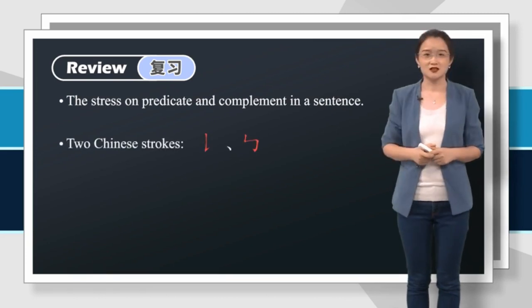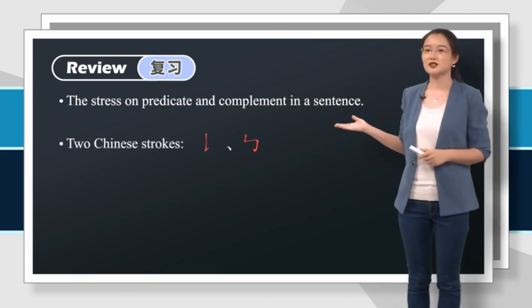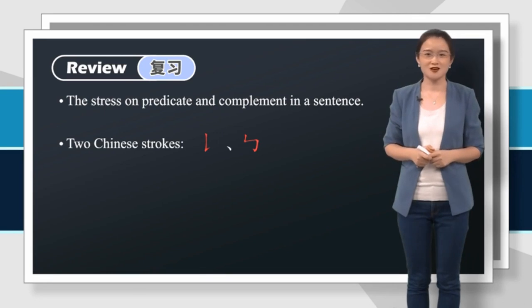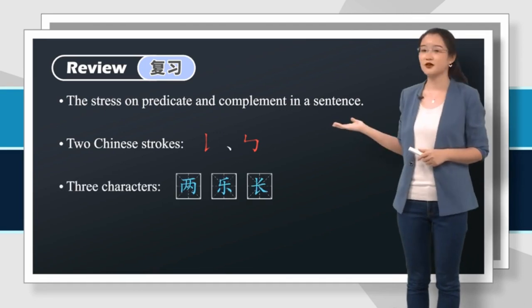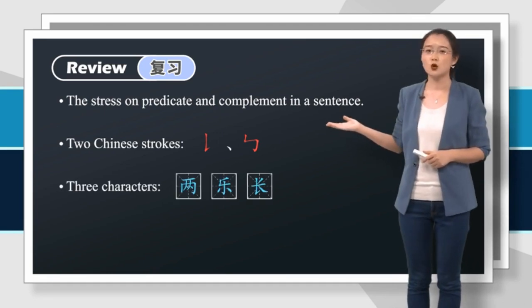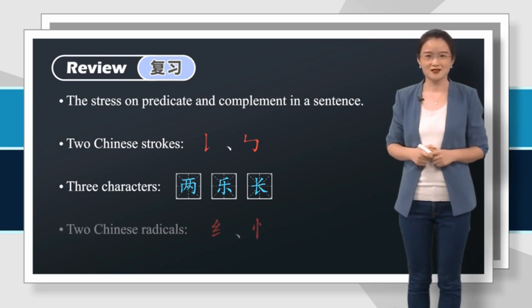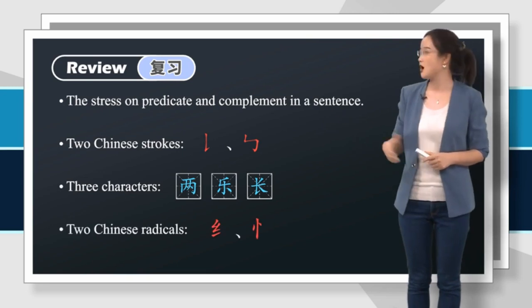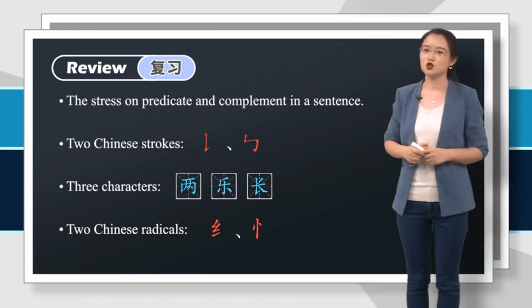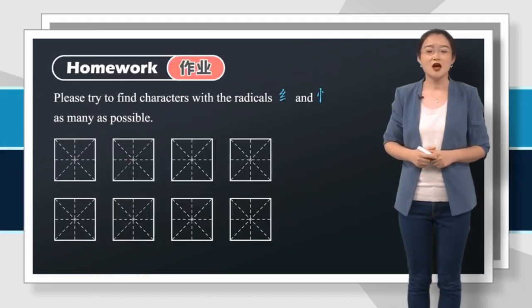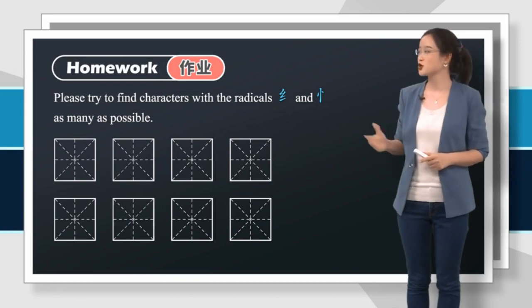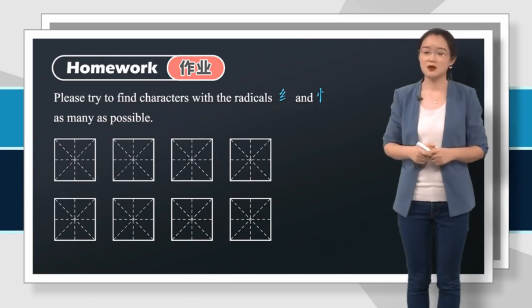Today, we have learned the stress on predicate and complement in a sentence. We have also learned two strokes, 竖提 and 竖折折钩, and three characters, 两, 乐 and 长, and two radicals, 绞丝旁 and 竖心旁. Please try to find characters with the radicals 绞丝旁 and 竖心旁 as many as possible.